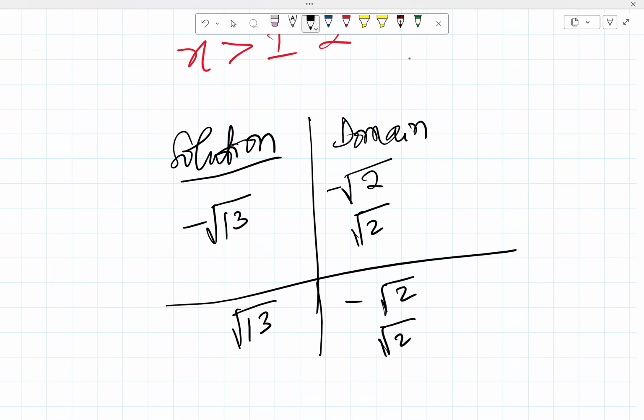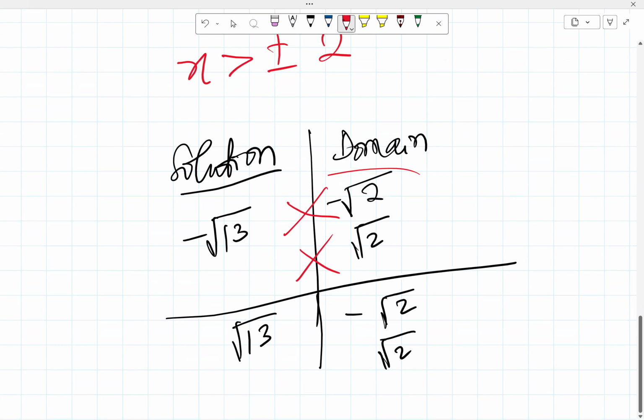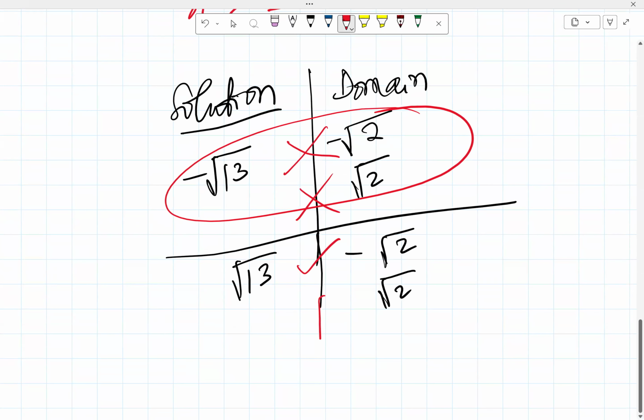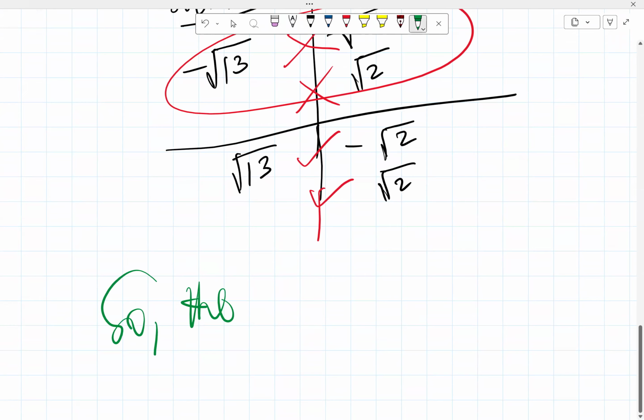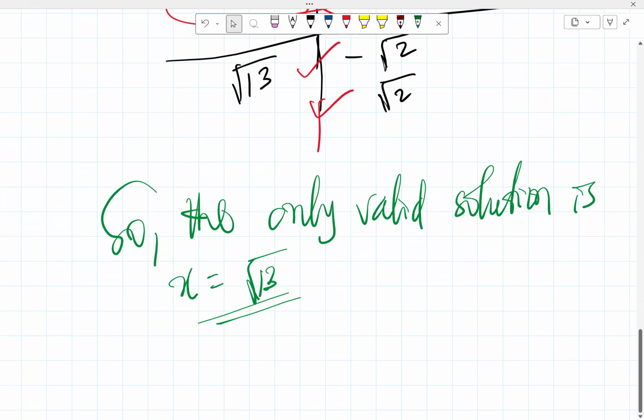So let's see. Now, minus root 13 is less than minus root 2. And minus root 13 is also less than root 2. So minus root 13 cannot be an answer. But root 13 is greater than minus root 2, and root 13 is also greater than root 2. So the only valid solution, okay, is x equals root 13. Okay, that's all we have for that. Minus root 13 won't work here.